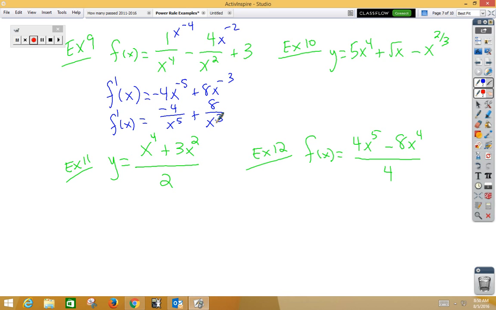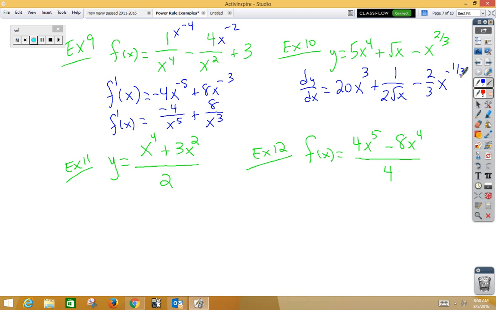In example 10, dy dx is equal to, 5 times 4 would be 20x cubed. There's our root function again, so 1 over 2 root x. And then here we can go negative 2/3 x to the negative 1/3.